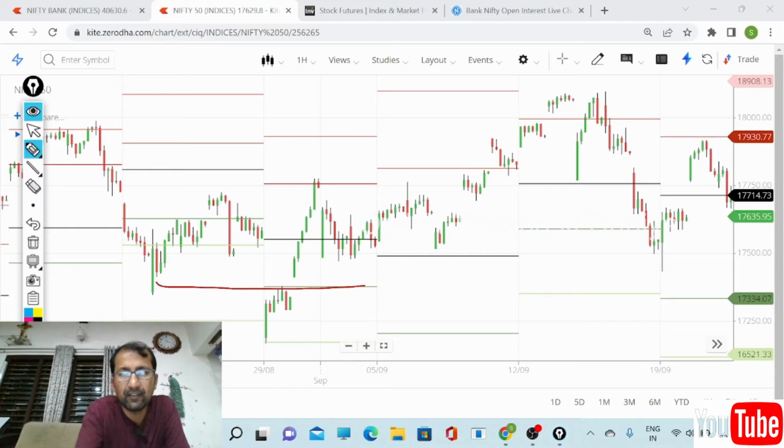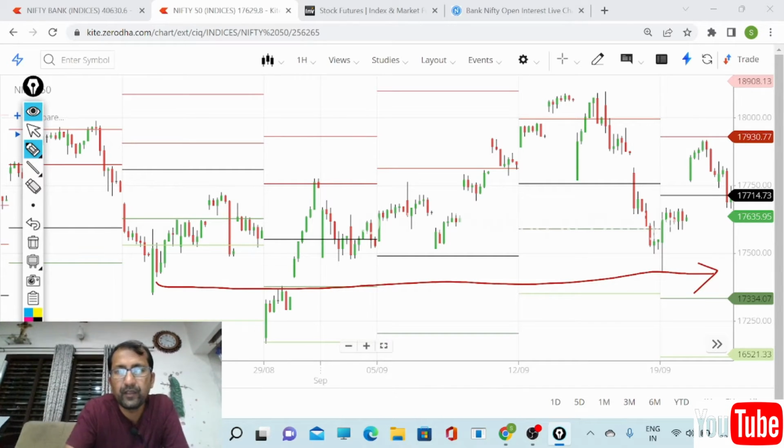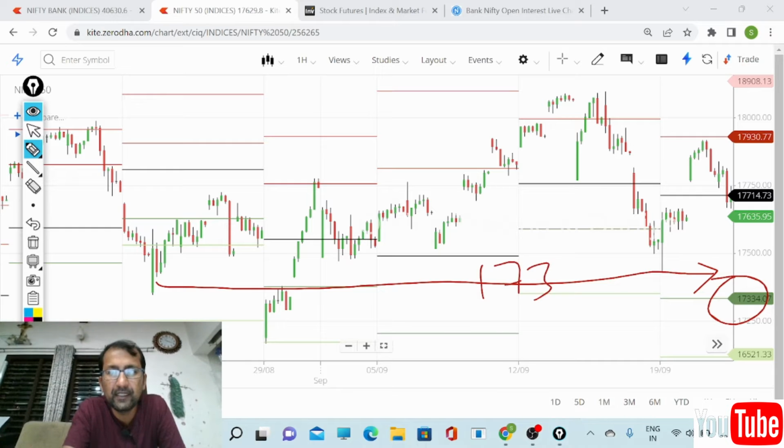So around this level, which is way down, that is around 17,334. So 17,330 levels will be the next support.